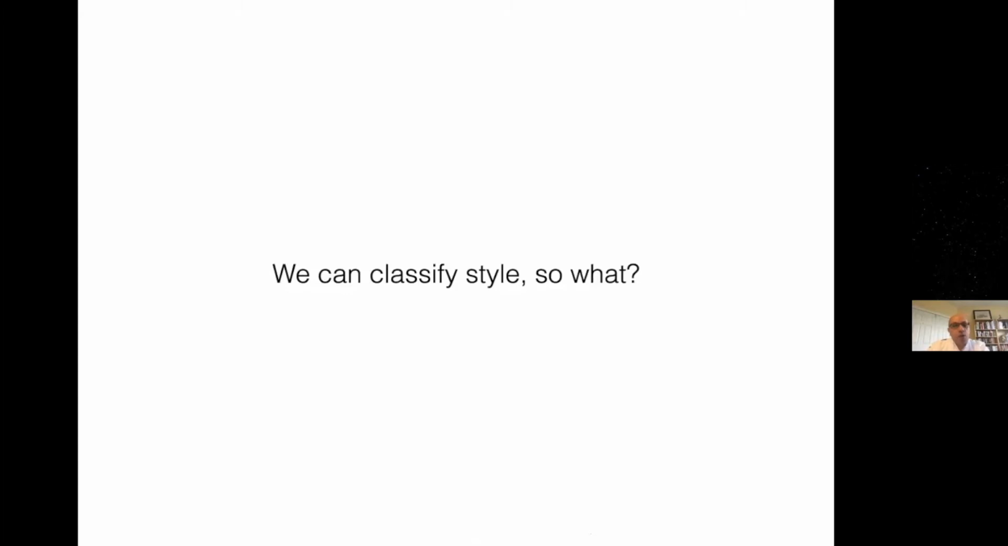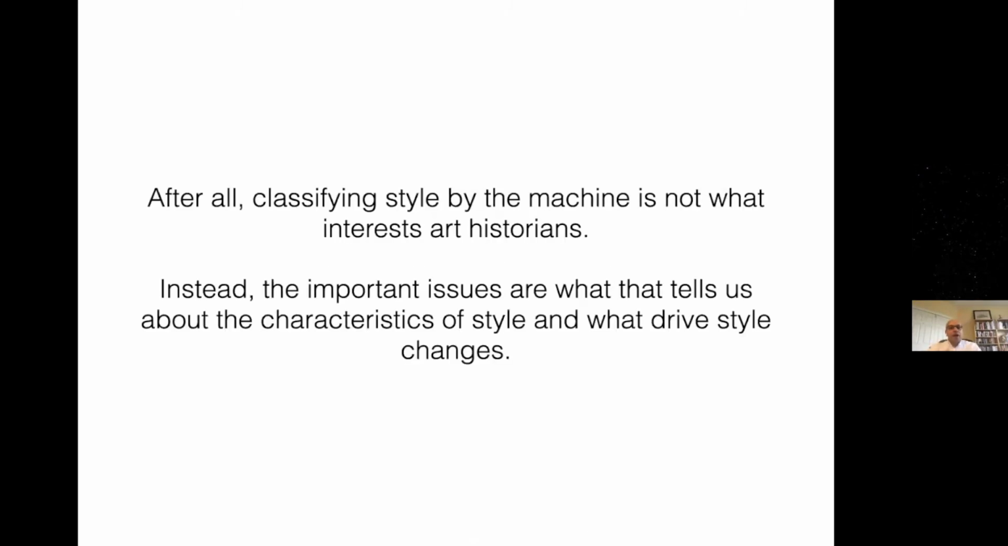So what? Why is that even important? When I talk to art historians about machine classifying style, they ask me, so what? Why is that even important? Here is why I think it's important. Classifying style by the machine is not what interests art historians. What is important is what that tells us about the characteristics of style and what drives style changes.